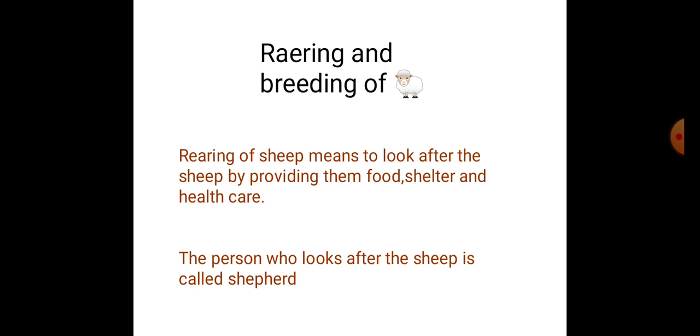Students, the person who looks after the sheep is called a shepherd. So the person who looks after the sheep, providing food and shelter and taking care of them, is called a shepherd. Students, there are certain breeds of sheep which have a thick coat of hair on their body, from which we get good quality wool in large quantities. These good wool yielding sheep are called selective breeds. In animals, breeding is done to obtain animals with a desirable characteristic.